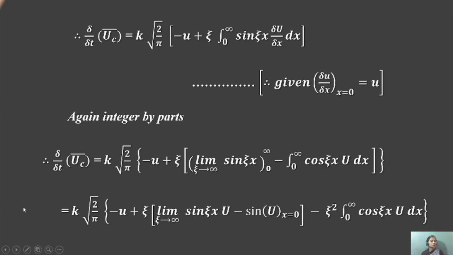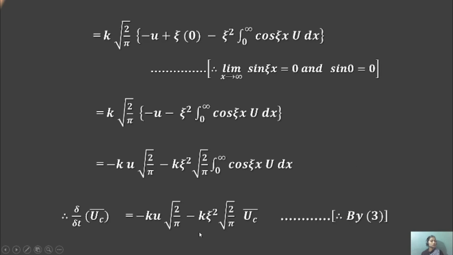This is also solvable, the equation equals k square root of 2/π times minus u plus ξ, the limit ξ tends to infinity of sin ξx u, will be generated; for this value we get minus sin ξx at x = 0, minus ξ² considering the value, integration 0 to infinity cos ξx u dx, will be generated.